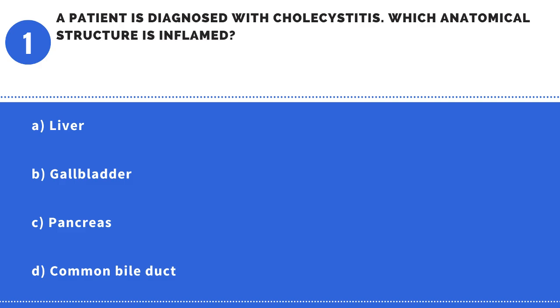Question 1. A patient is diagnosed with cholecystitis. Which anatomical structure is inflamed? A. Liver. B. Gallbladder. C. Pancreas. D. Common bile duct.